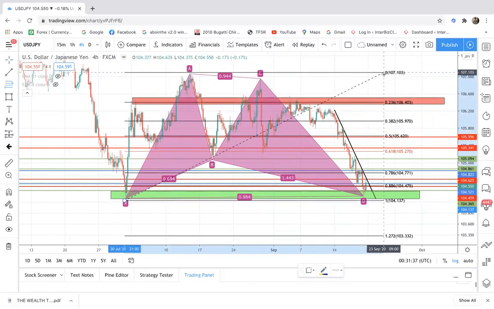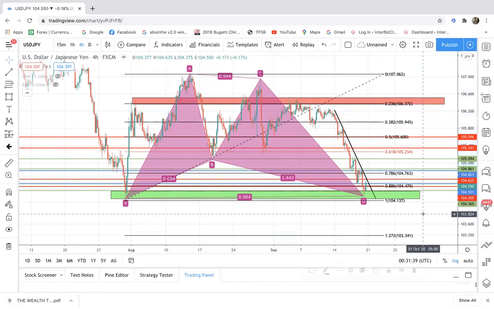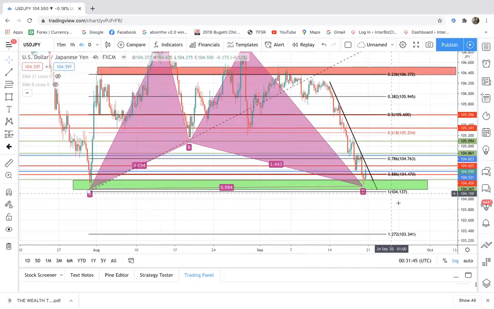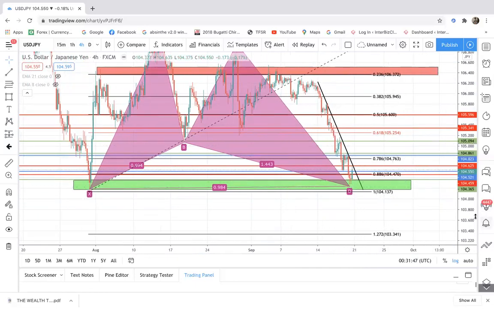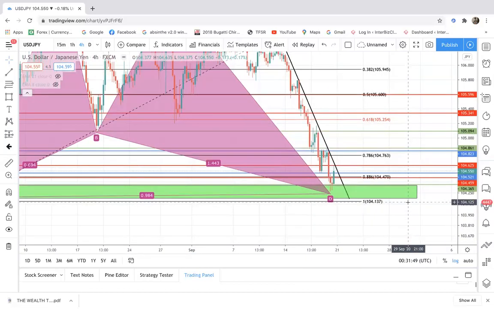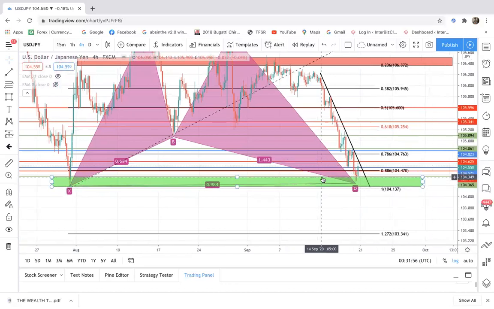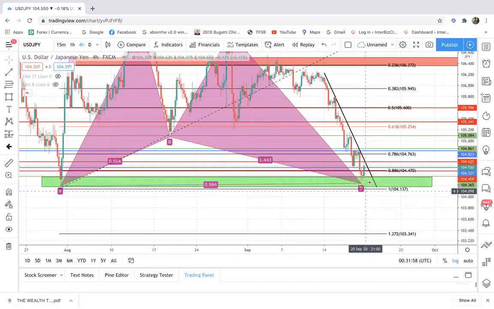And so what it looks like it did was it came down to the 88.6, broke it, but looks like it hit the zone and then went back up. So it didn't quite make a full retracement, but something that I look for is that it tapped a really low supply demand zone. There's going to be a lot of liquidity here.